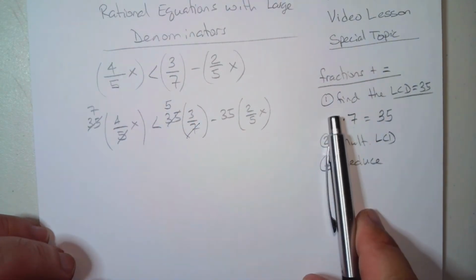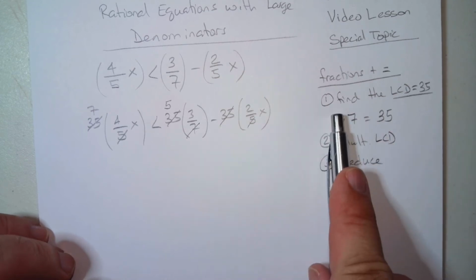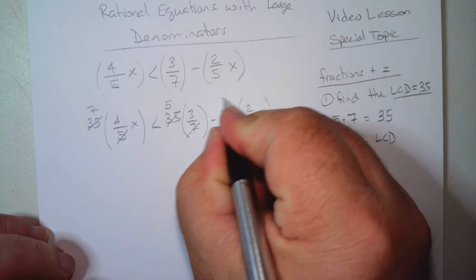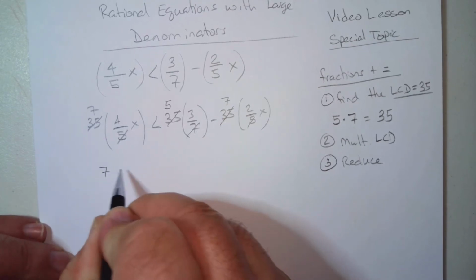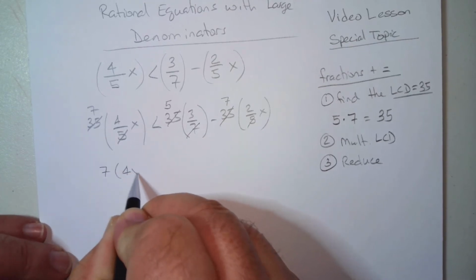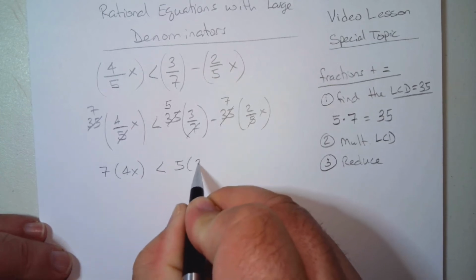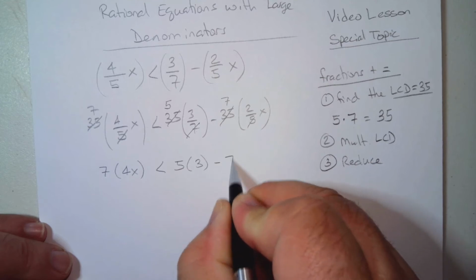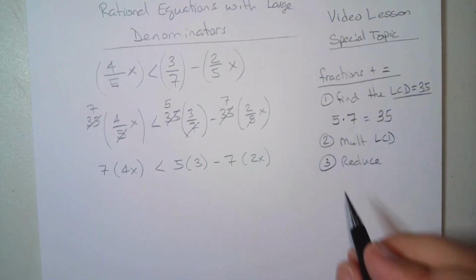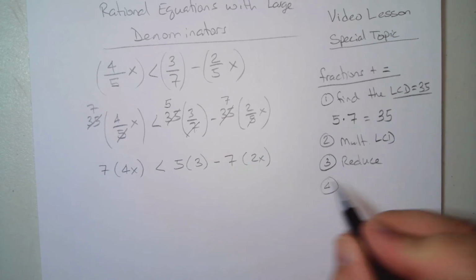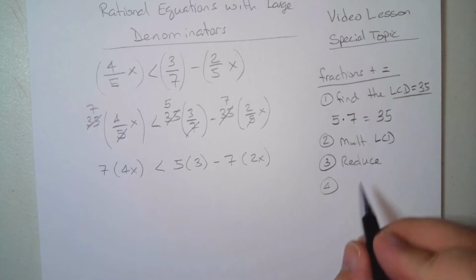Again, 5 goes into 35, cover the 5, 7. So we have 7 times 4x is less than 5 times 3 minus 7 times 2x. So after we get rid of the fractions, now it's just what we're used to.